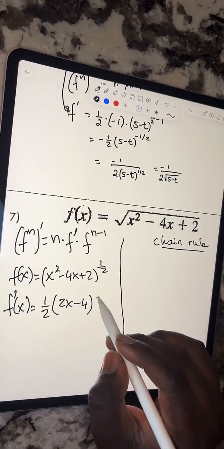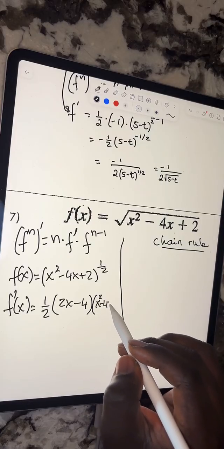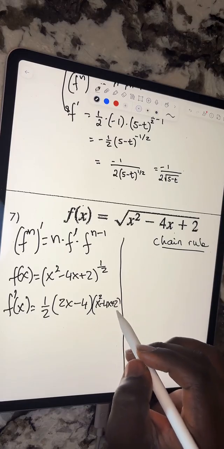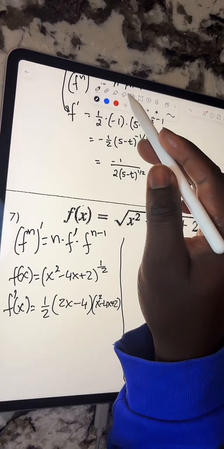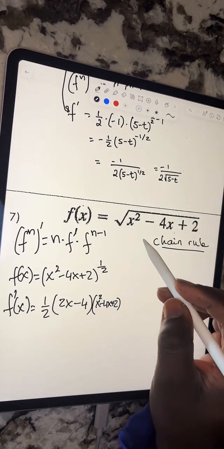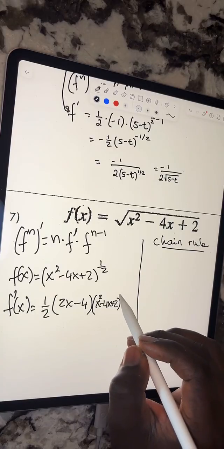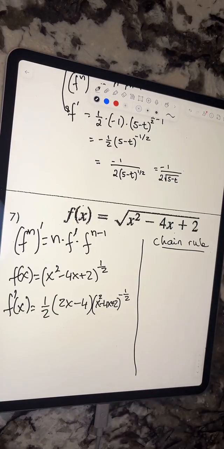Okay? And then times the function itself, x squared minus 4x plus 2 to the power of 1/2 minus 1, that's negative 1/2.